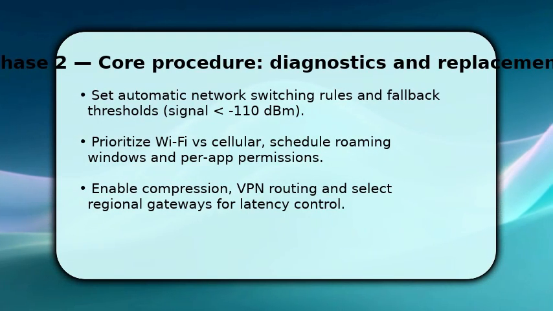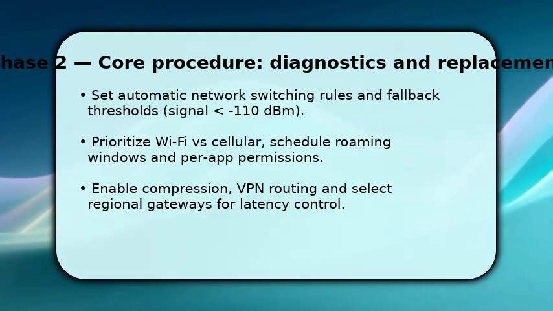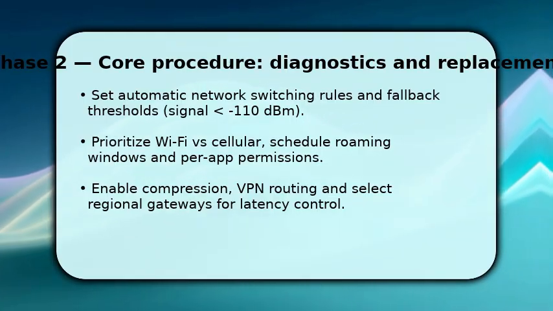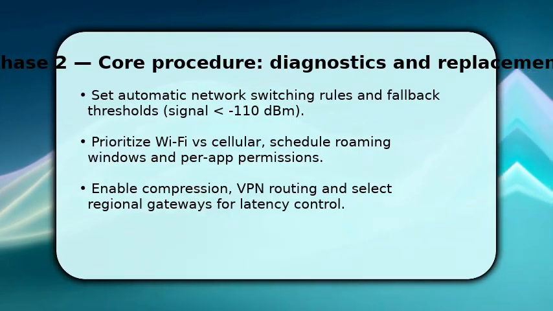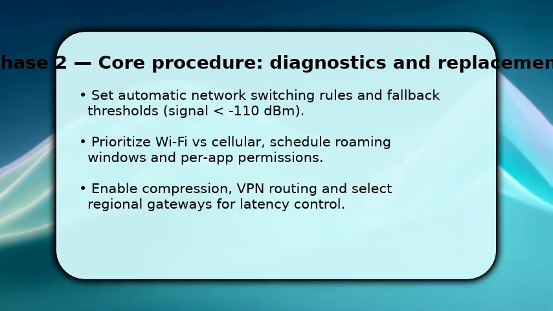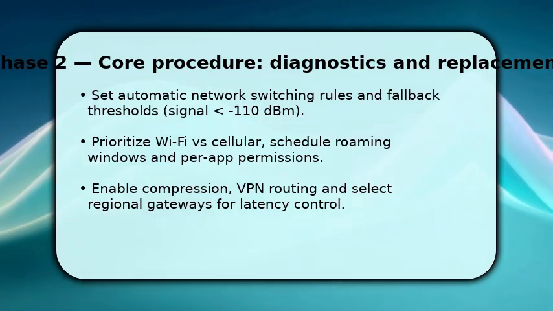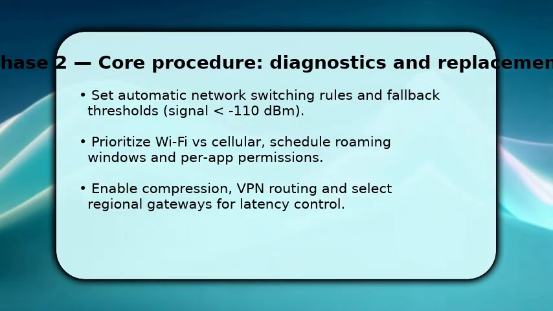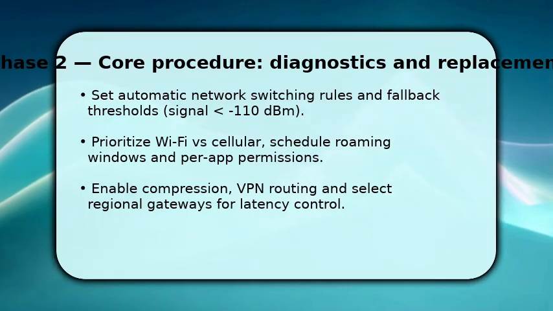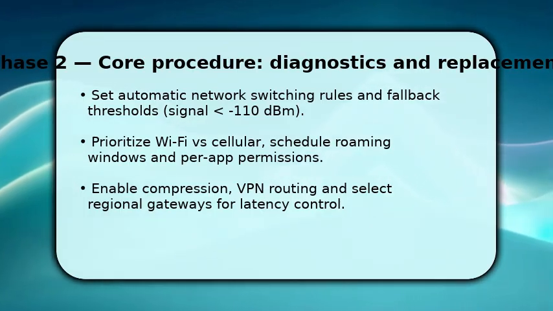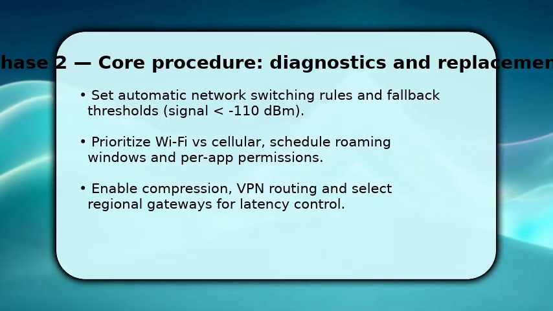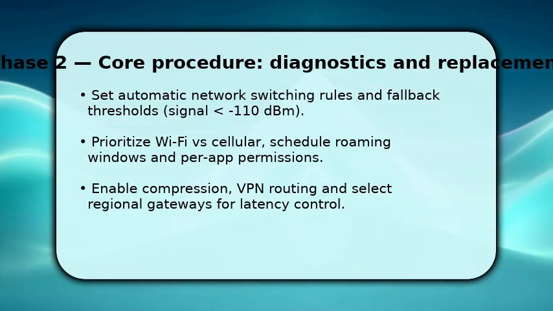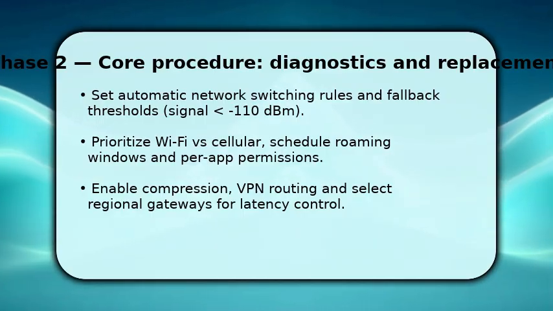Once connected, configure Angular roaming's rules to make the connection resilient and cost-efficient. You'll set automatic switching thresholds so the app falls back when signal drops below a threshold, and prioritize Wi-Fi versus cellular to save data. Then schedule roaming windows and grant per app permissions so only necessary apps use expensive data. Also enable compression and VPN routing, and choose regional gateways to reduce latency. This balances performance, cost, and security.